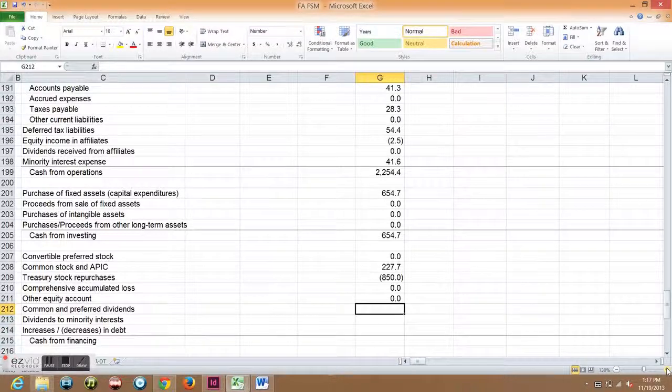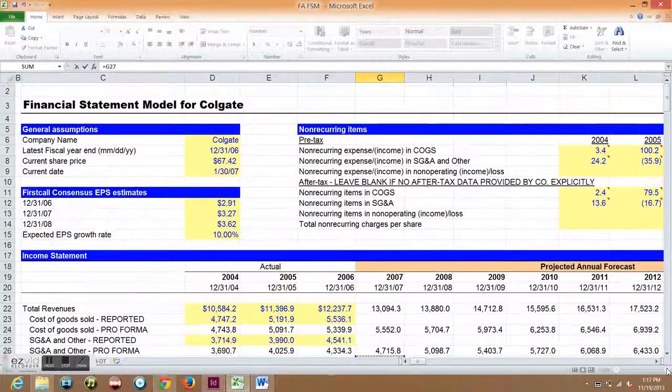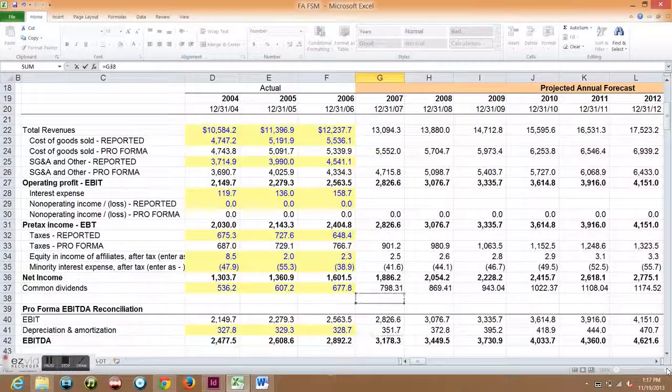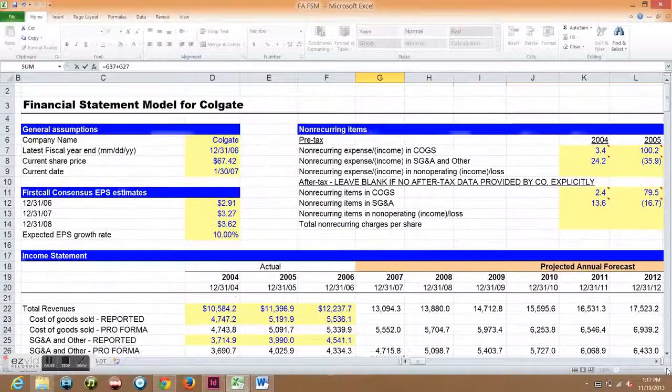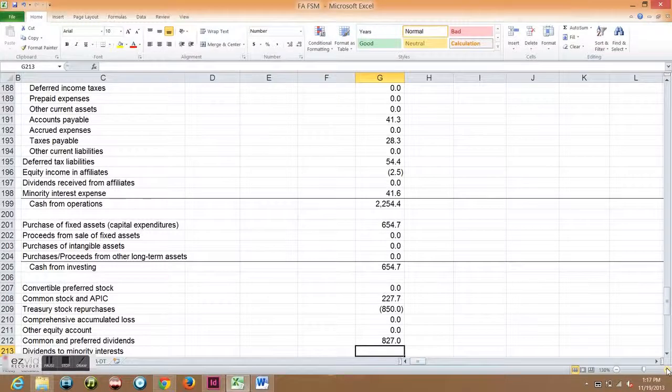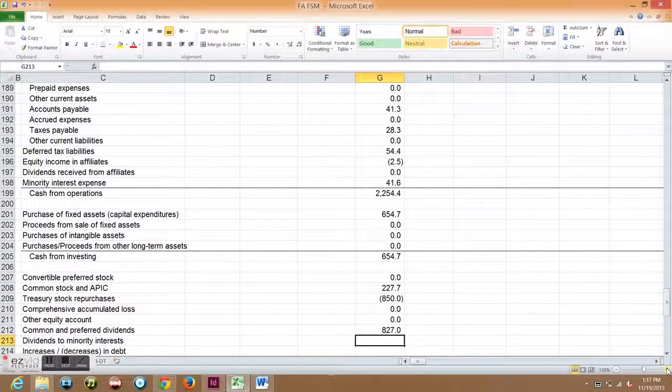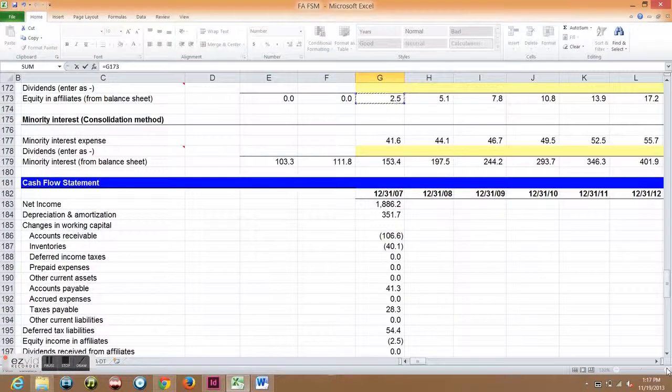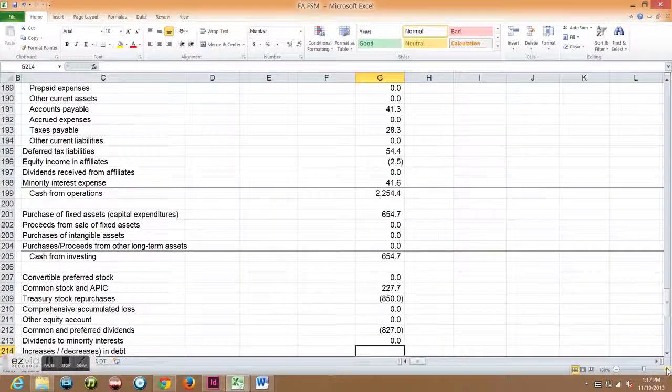Common and preferred dividends. Where did we find that? Well, we did put them in our income statement, so it's going to be up in our income statement. There. Okay, now in dividends, and this is going to be a negative because we're paying this out, right? So this is going to be a negative. Dividends to minority interest. This is in our minority interest schedule, which is over here. So we have 0 in dividends.